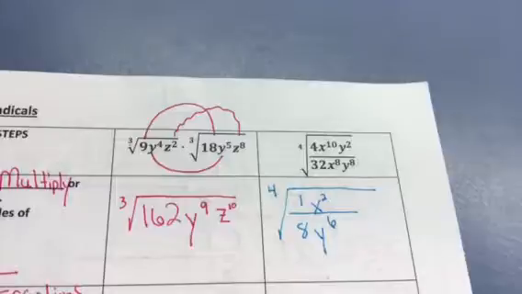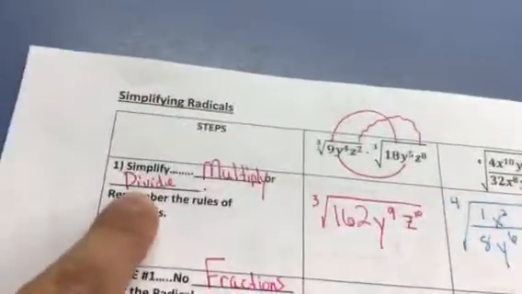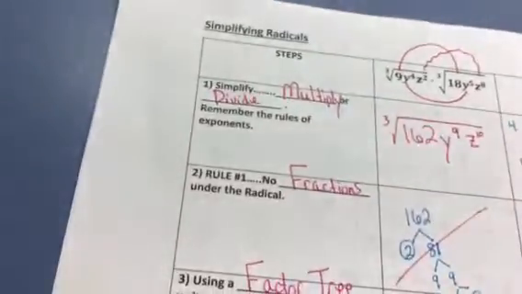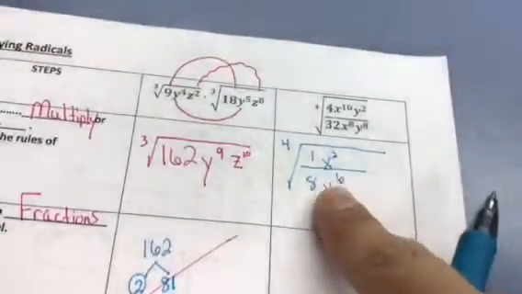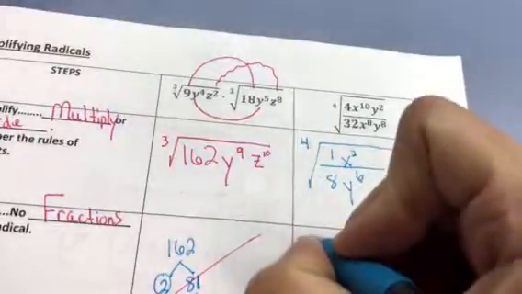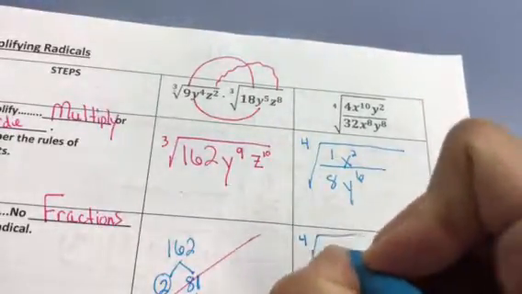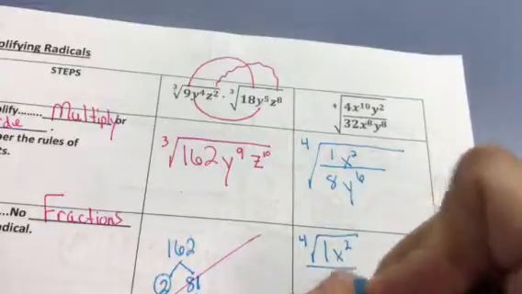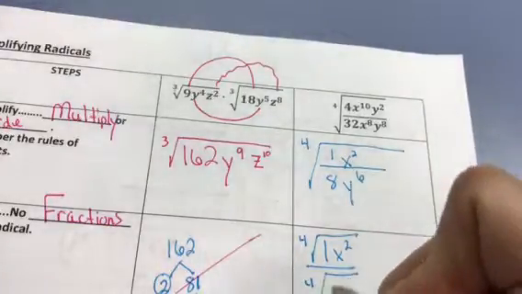All right, first thing is done. I have simplified it. I remembered my rules of exponents. The dividing is the simplifying. So the next thing is rule number 1, no fractions under the radical. Well, I have a fraction under the radical, so that just means, you know what, separate them out. So that is how you fix this rule, like this.